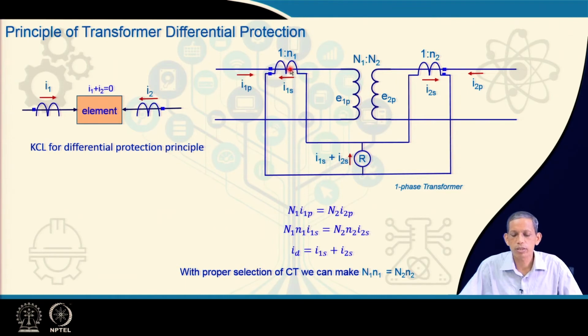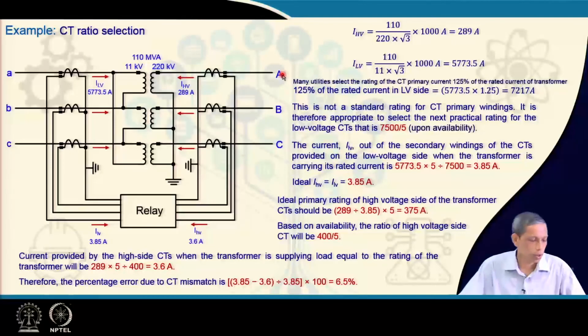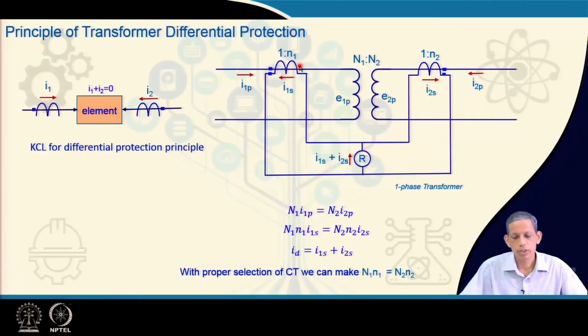So, we have a CT on the primary side and a CT on the secondary side, and the corresponding CT ratios are 1 is to N 1 and 1 is to N 2. Note, as we have already studied in the current transformer case, the N 1 becomes high and the primary is usually 1 turn or so. Similarly, the N 2 will be high and the primary may be 1. But note that here the main transformer has a ratio of capital N 1 is to N 2.